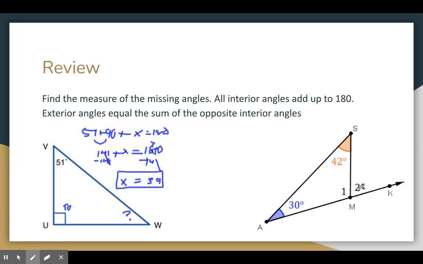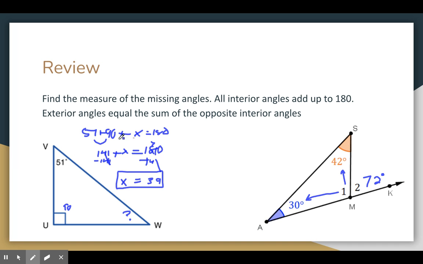Over here you have two angles that we don't know. So remember, exterior angles equal the sum of the opposite two interior angles. So this is our exterior angle, and it's the sum of the opposite two interior angles. So 42 plus 30 gives us 72. So that means angle 2 has to be 72 degrees.